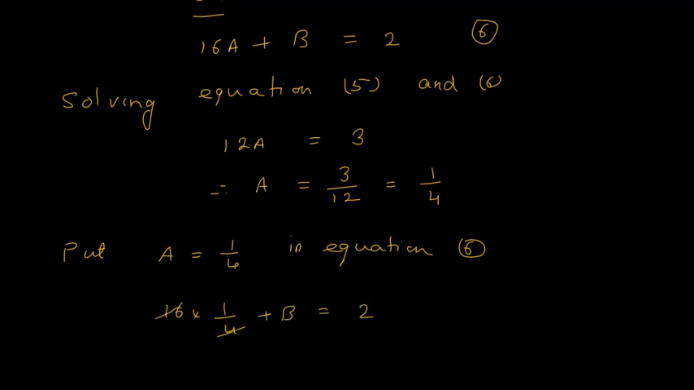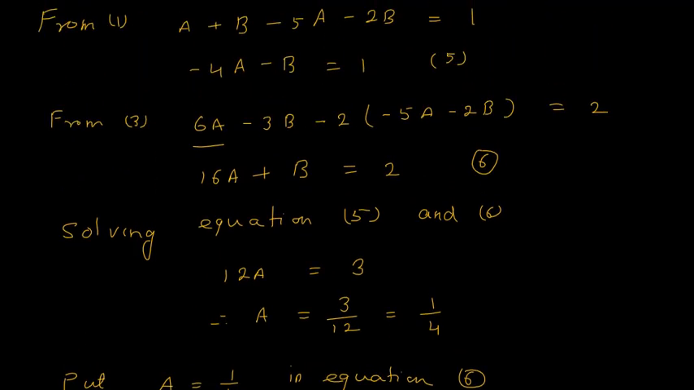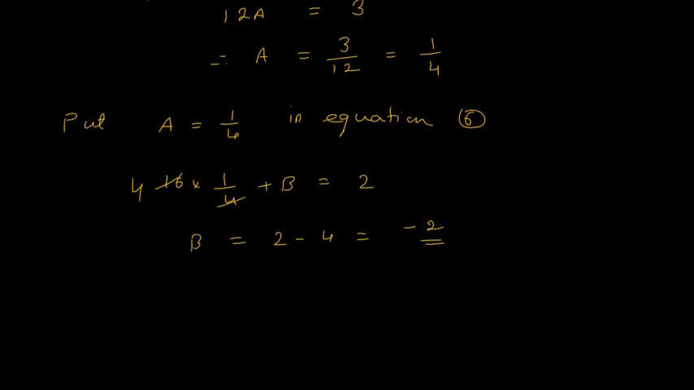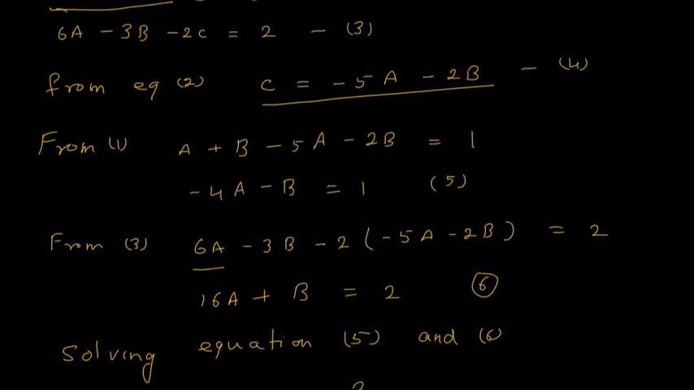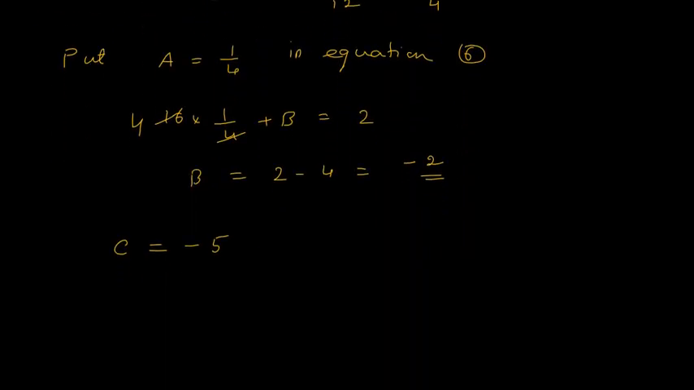So 16 into 1 upon 4 plus b is equal to 2. So 4 4s are 16. So b is equal to 2 minus 4. 2 minus 4 is minus 2. So the value of b is minus 2. And finally the value of c is minus 5 times a minus 2 times b. So this is minus 5 into 1 upon 4 minus 2 times b. So minus 2 into minus 2.